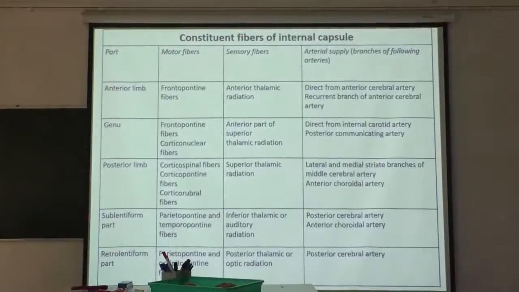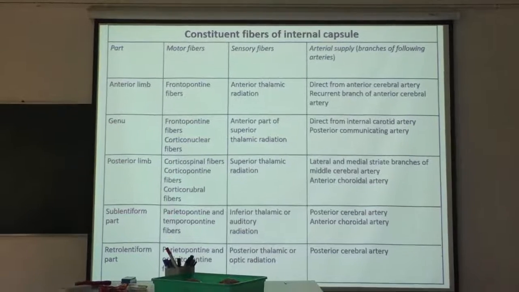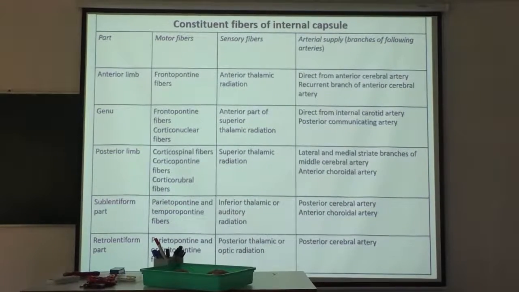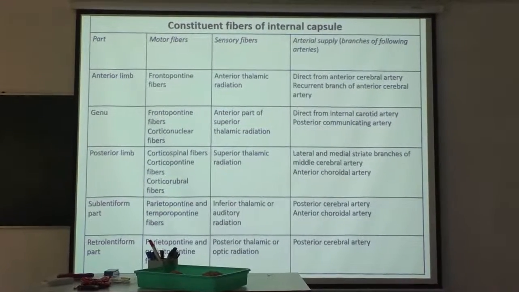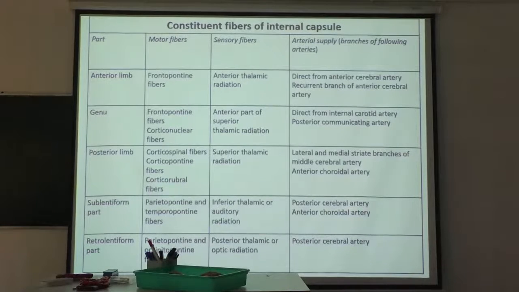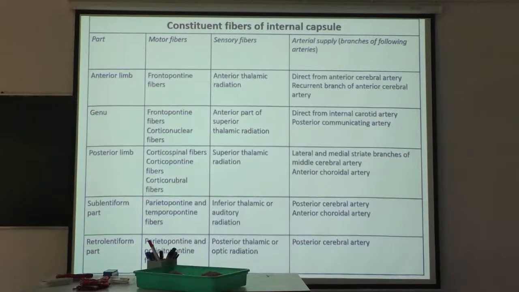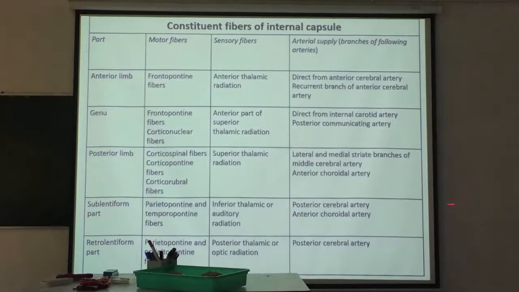Sublentiform part contains motor fibers, parietopontine and temporopontine. These are located in the sublentiform part. And sensory fibers are the inferior thalamic or auditory radiation. These are the sensory fibers. It is supplied by the posterior cerebral artery and anterior choroidal artery.